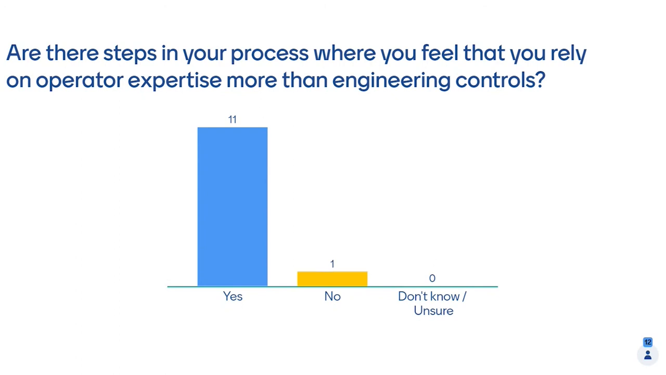So yes, thank you for your inputs. Looks like a lot of people felt that there are steps in your process where you rely on operator expertise more than engineering controls. And so that is not unlikely. And again, a lot of times this is a direct correlation to how old that process is. Newer processes tend to have more automation, maybe not as much operator intervention, but definitely older, more mature processes, because they work.